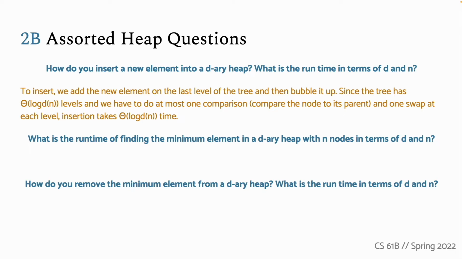And since the tree has log base D of n levels, I think the D is like the base of the log, we have to do at most one comparison per level, and one swap per level. The insertion will end up taking log base D of n time, which you can simplify as just log n time in the end. So what is the runtime of finding the minimum element?